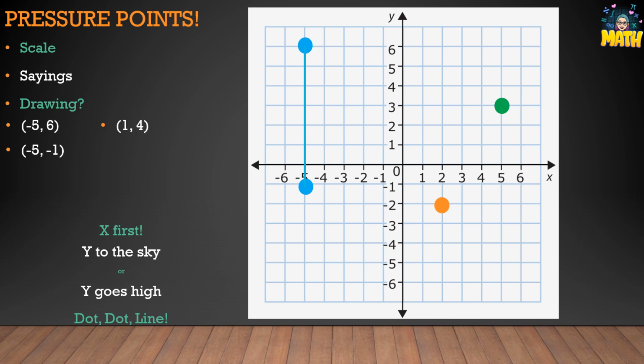Then our next number is 1 and 4. We're going to cross to 1 and up to 4 and put a dot there, draw in our line, and then we're going to go to -5 and 6. I assure you my little dotted line is there, you just can't see it. And because we already have a dot there, we can just rule the line across and our shape is finished.